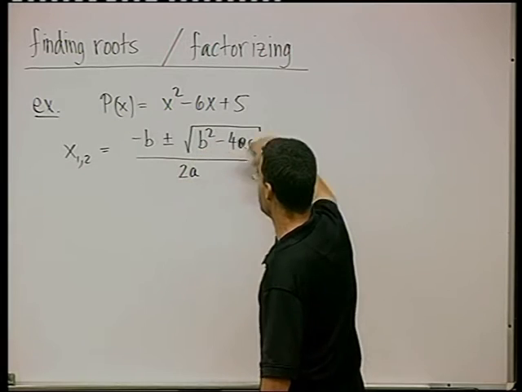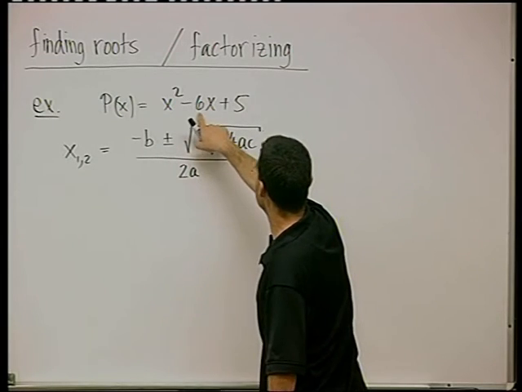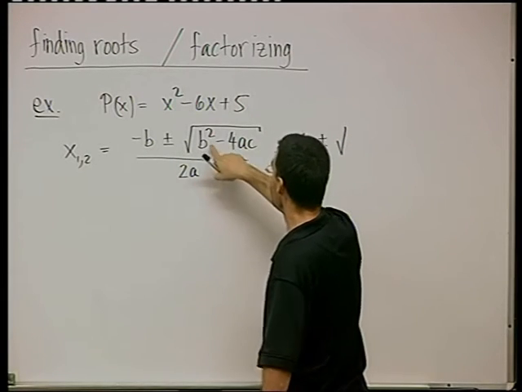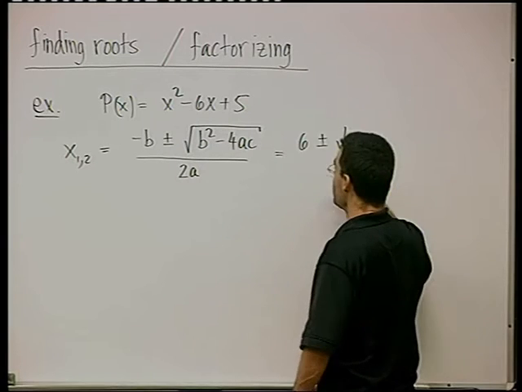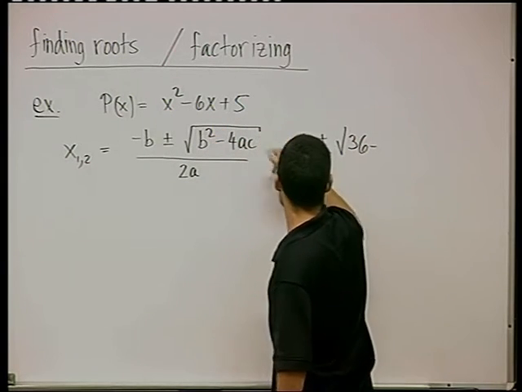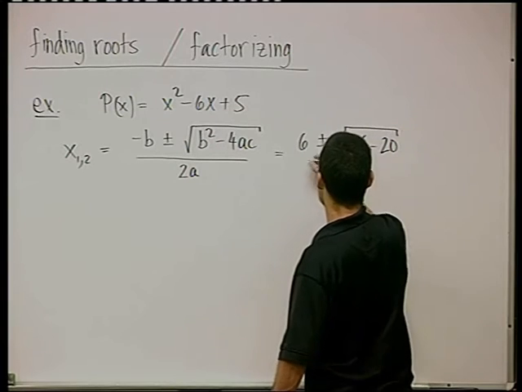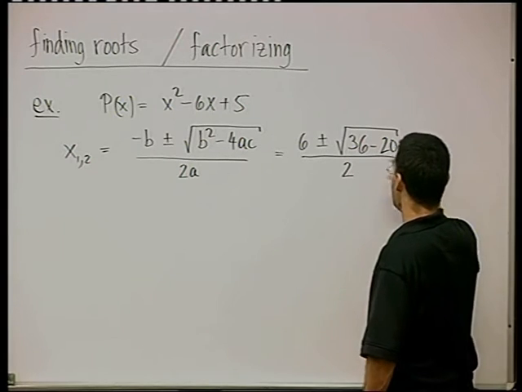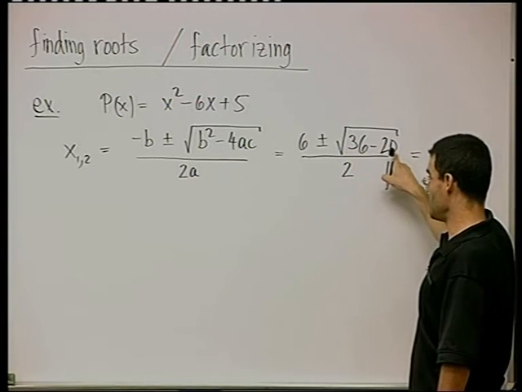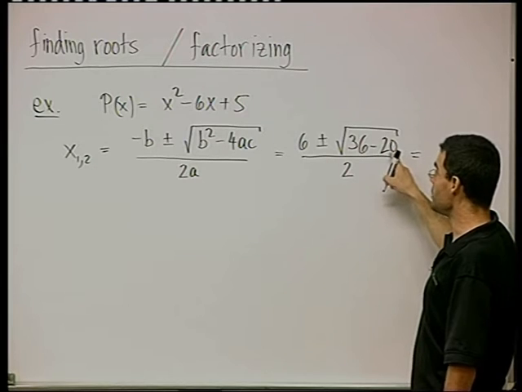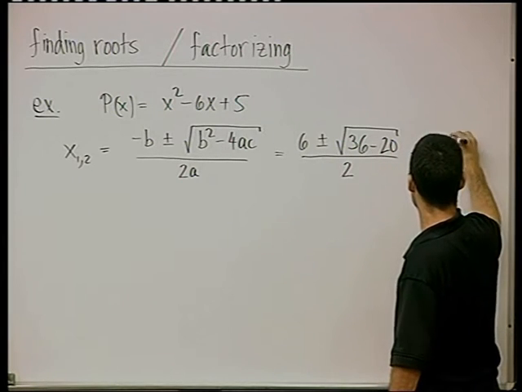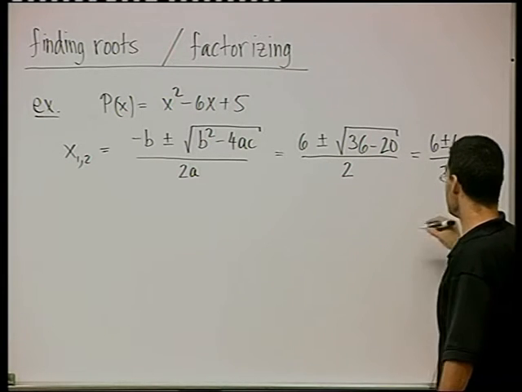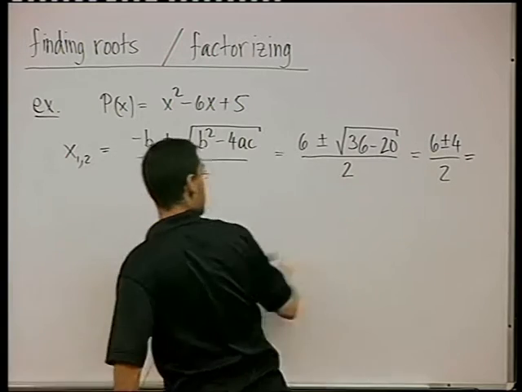Let's plug in the values for this one. So b is -6. So minus b is 6, plus or minus the root of b squared, which is 36, minus 4 times 1 times 5, which happens to be 20, divided by 2 times 1, the leading coefficient. So it's 2. What we get is 36 minus 20 is 16. The root of 16 is 4, so we get 6 plus or minus 4 divided by 2, and this leads to the 2 roots.